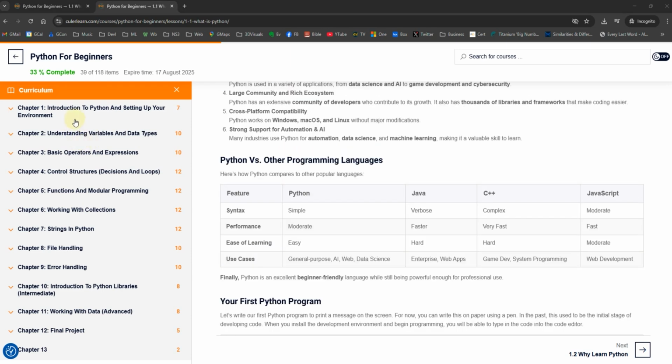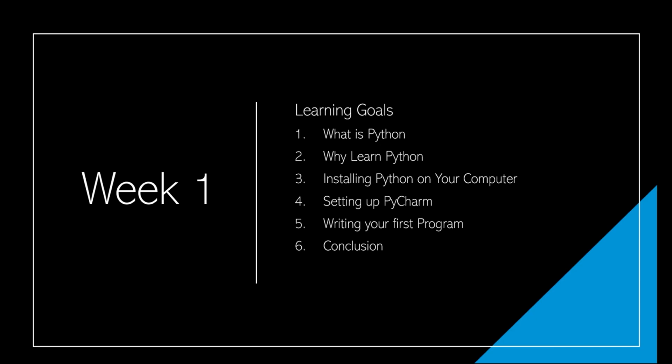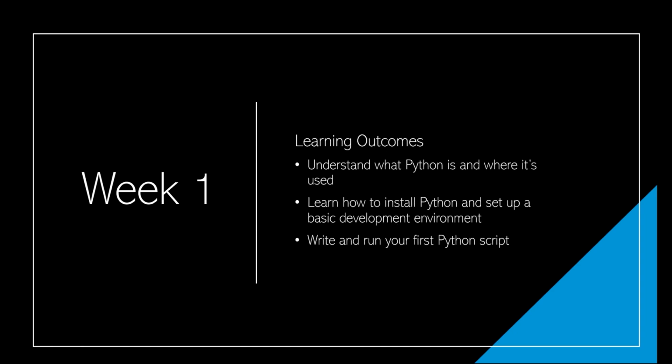Now, within the course online, you'll see the titles: Introduction to Python and setting up your environment, understand variables and data types, basic operators and expressions, control structures, decisions, and loops. And you have various other subjects in there. This course is also going to cover those subjects, but it's going to be video based. So, in the first week, it talks about what is Python, why learn Python, installing Python on computer, setting up Python, writing your first program, conclusion.